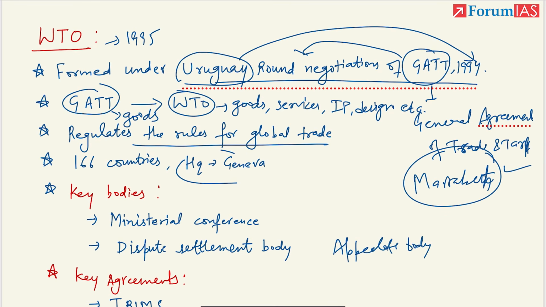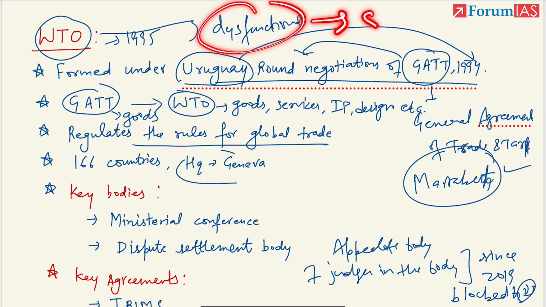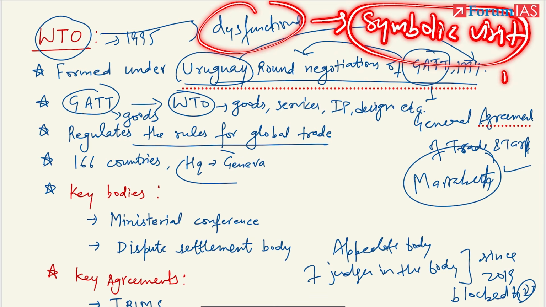Now the issue comes here. There are 7 judges in the body whose appointment has not been done since 2019, blocked by US. So if there are no judges, no judgment can be passed. So basically you can say WTO has become dysfunctional. So WTO basically cannot do much. If India has gone to WTO against US, it is of not much use. It just shows some symbolic visit, showing that, okay, yes, we also can impose tariffs on your imports.